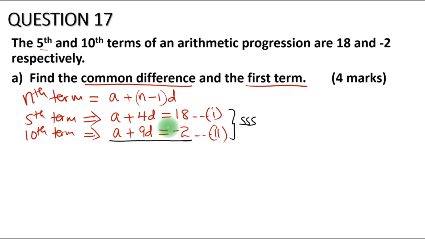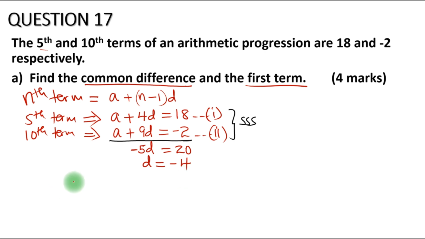If we do so, we shall get 18 minus -2, which will be 20. Then 4d minus 9d, that will be minus 5d. Then a minus a is 0. So we have minus 5d is equal to 20. So divide through by minus 5. Therefore d will be equal to -4. So the common difference is -4.